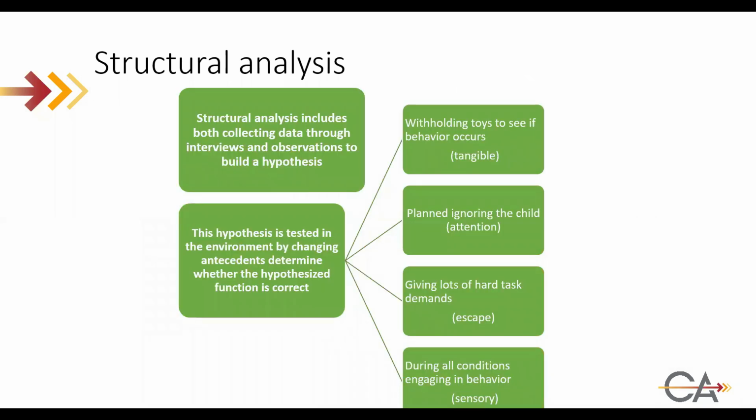And then the third one is that structural analysis. That's where you collect data through observations and build a hypothesis, and then you actively test that hypothesis in the environment. You do that by changing some antecedents. So withholding a toy to see if the behavior occurs, ignoring the child to see if behavior occurs to get more attention, or giving lots of hard tasks or demands to see if they use their behavior to try to escape them. And if you're seeing it during all of these, you may hypothesize that it's sensory. So you're doing small manipulations of the environment to see if that behavior occurs.